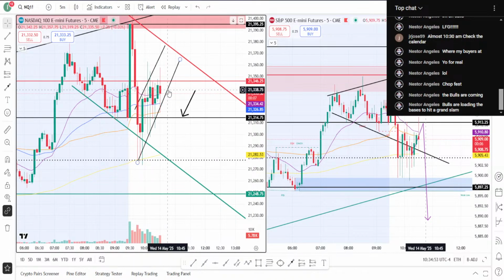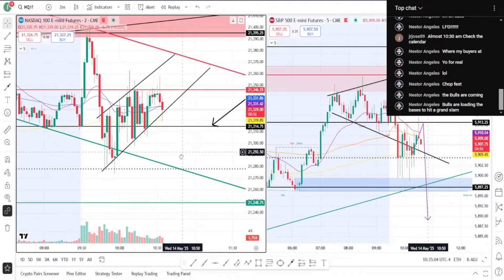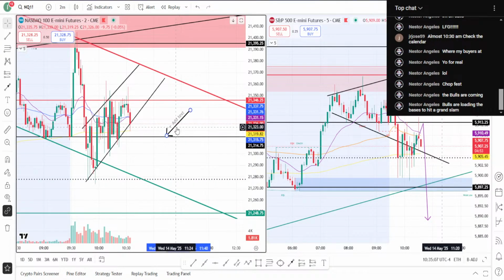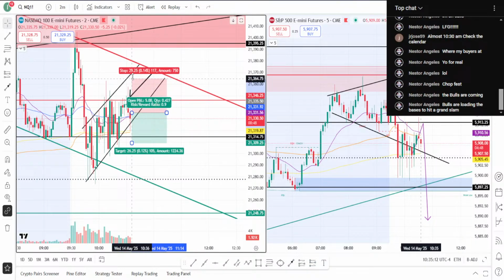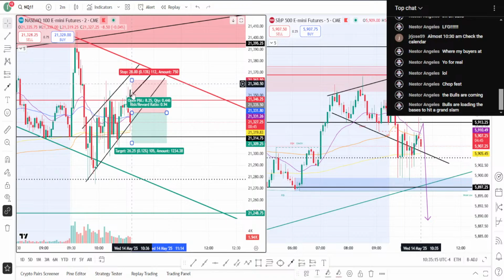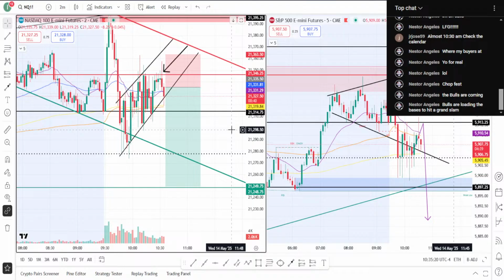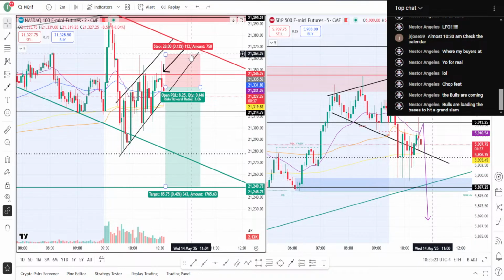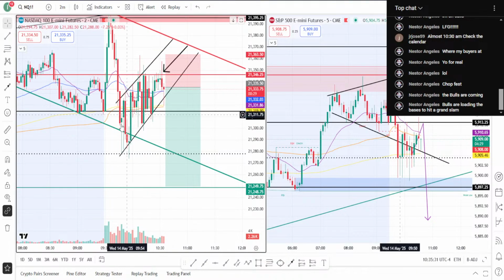Still struggling there. Still chopping this thing. Yeah, it looks like the sellers are here pretty aggressive right here. I like this one right here. Maybe short here. Try another short. See if it works out. This might be my last trade of the day, unless this market starts to actually move.